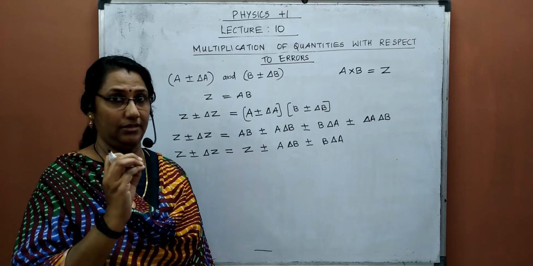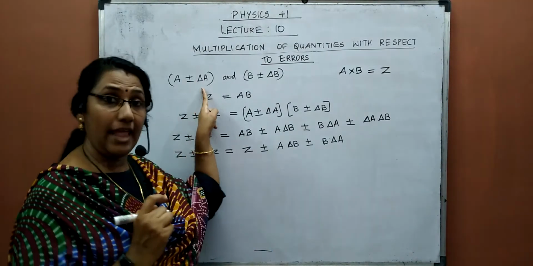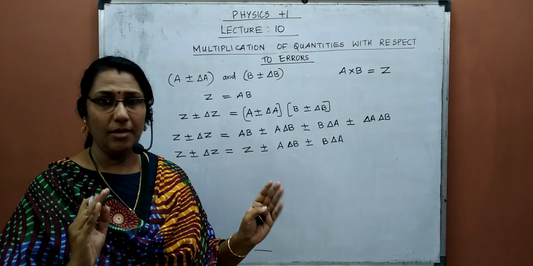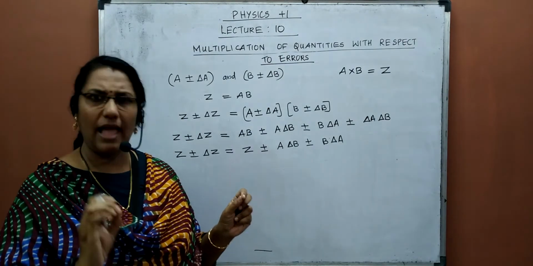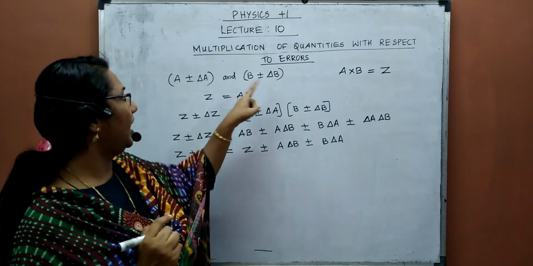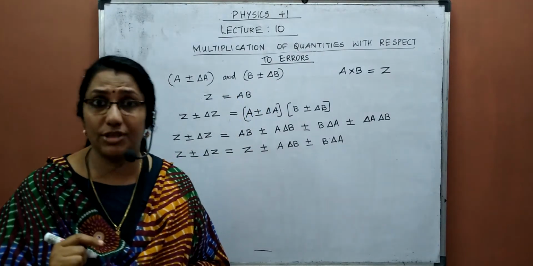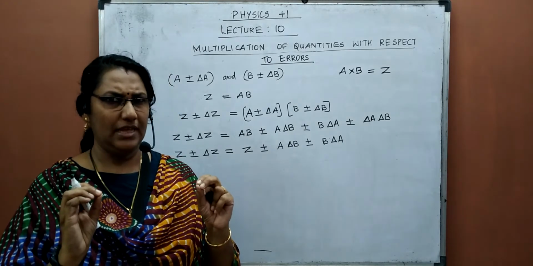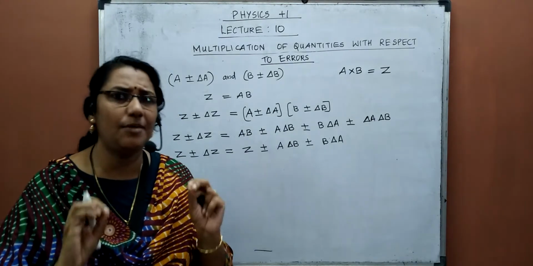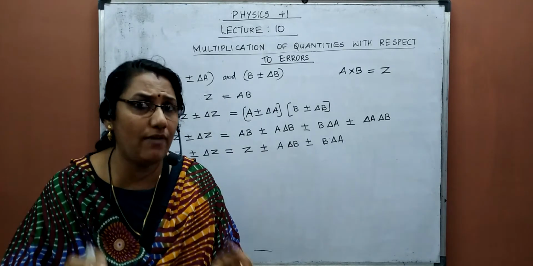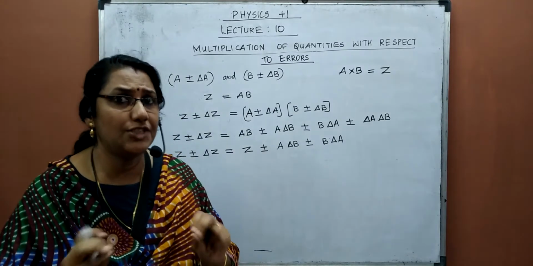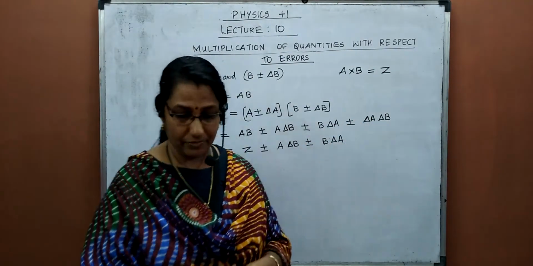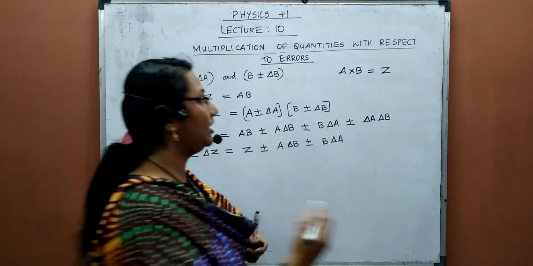Here we have to think. Delta A is the error in the measurement of A. We have measured A, but a small error occurs there. Similarly, delta B is the error in the measurement of B. Both of them are very small values, and these small values are multiplied together. What happens when two small values are multiplied together?